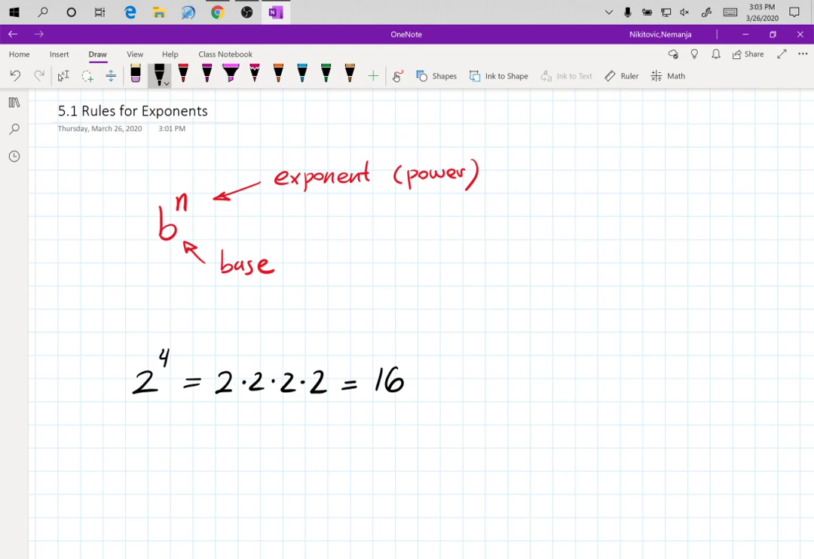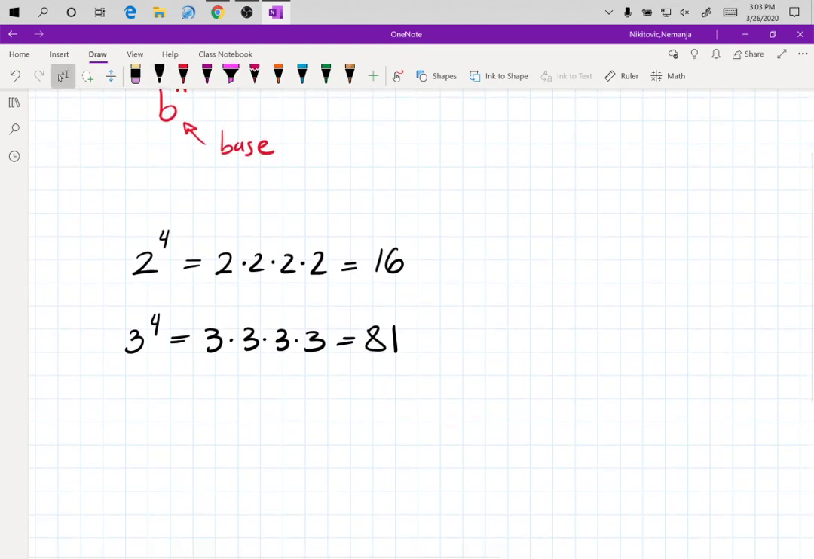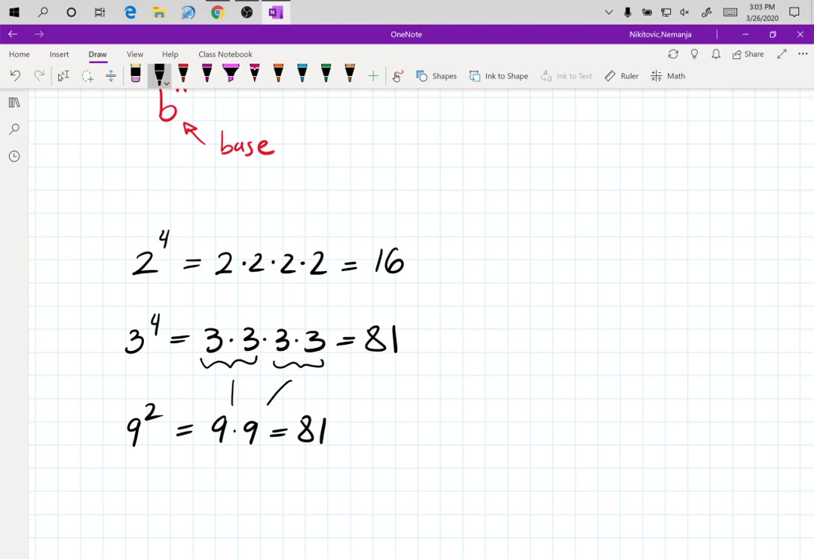Let's say you can have 3 to the 4th. 3 times 3 times 3 times 3 equals 81. You can have 9 squared. 9 times 9 is 81. Note that this 3 times 3 and 3 times 3 will give you these 9s, right?